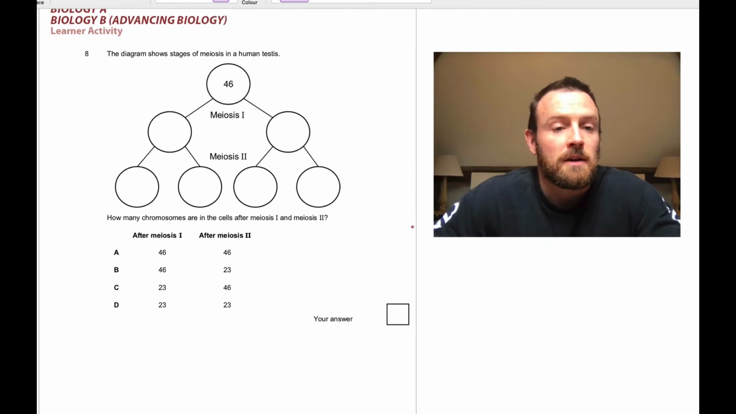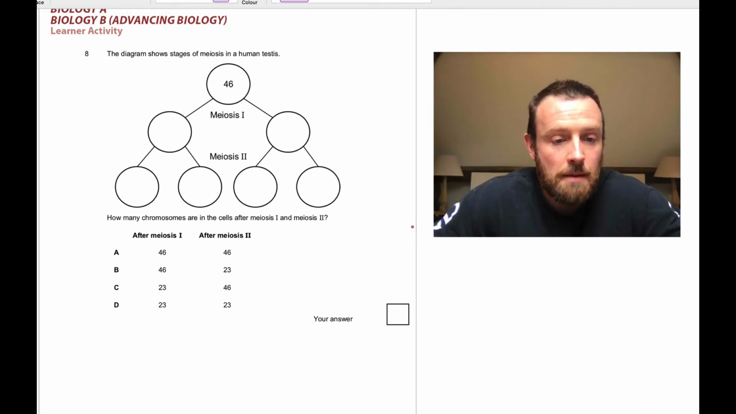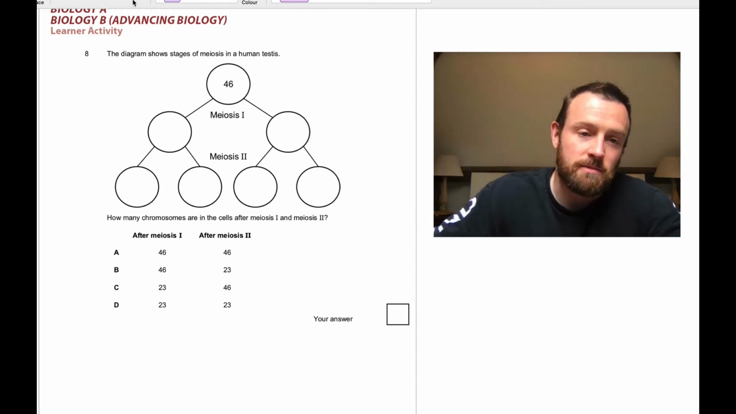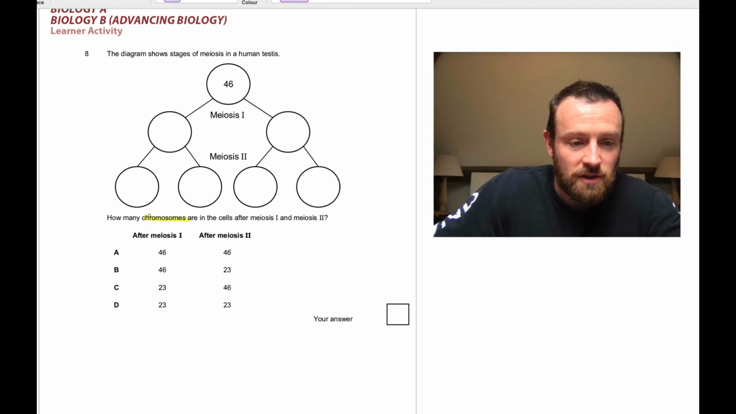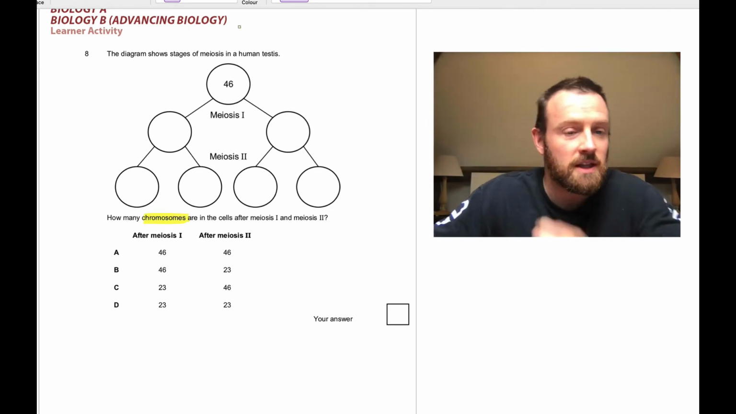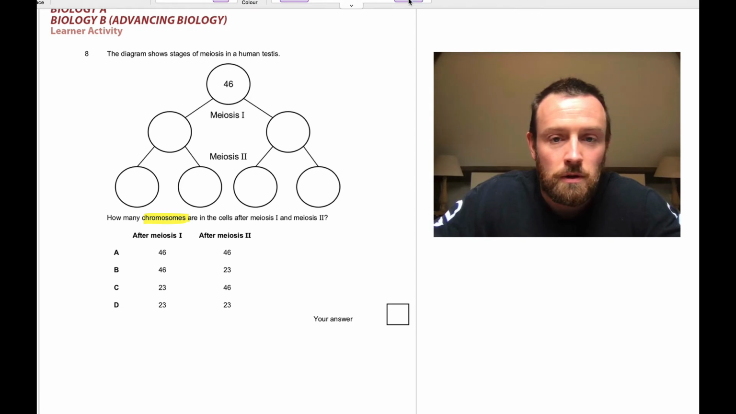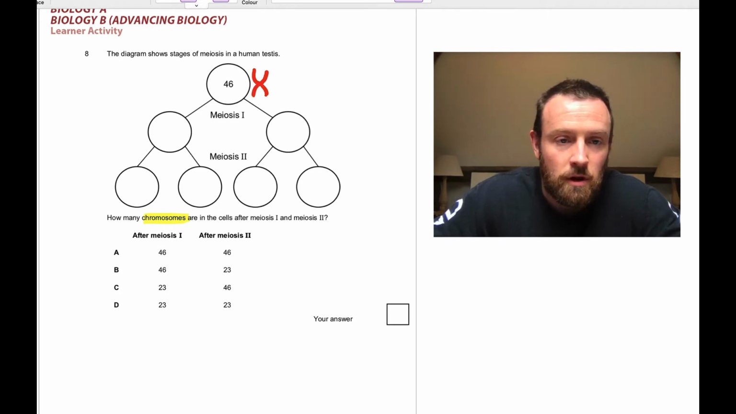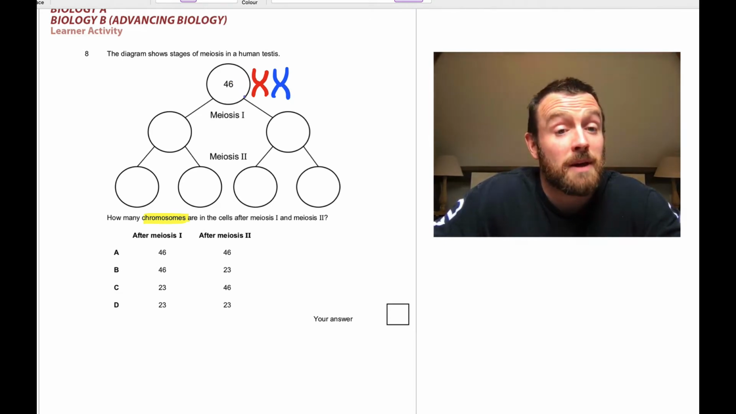8. The diagram shows stages of mitosis in human testes. How many chromosomes are in the cells after meiosis 1 and meiosis 2? Now, this is a kind of a tricky question because it really centers on what is our definition of a chromosome. So it's going to help if I just quickly draw a chromosome. So let's just draw next to the cell what the chromosomes would look like. In this cell here, we've already gone through DNA replication, so we've got pairs of chromosomes. It's a diploid cell, and the pairs of chromosomes look like this.